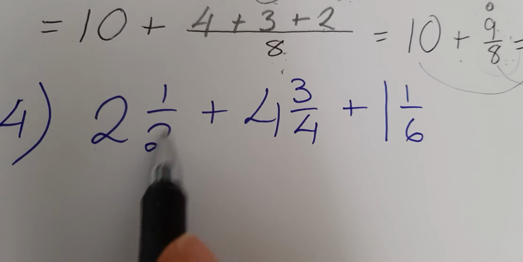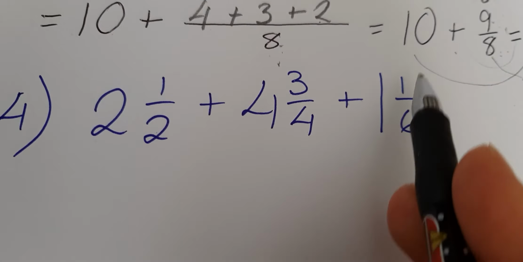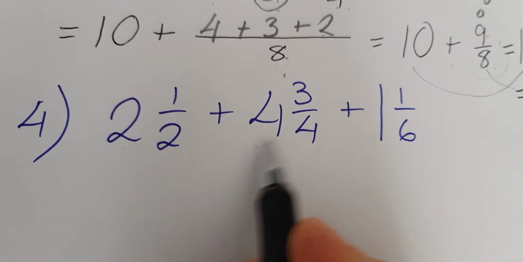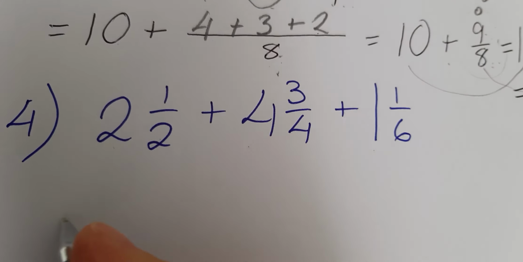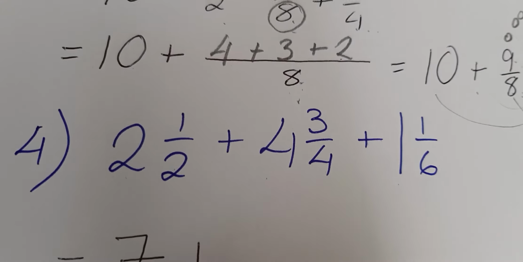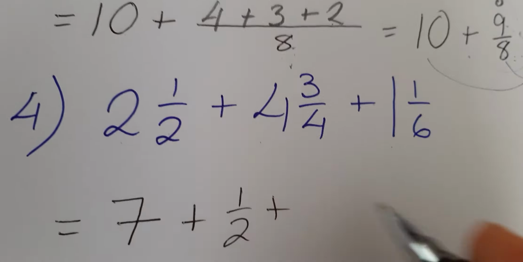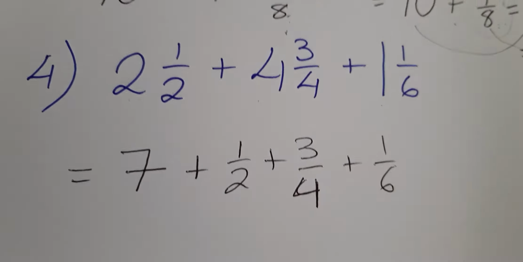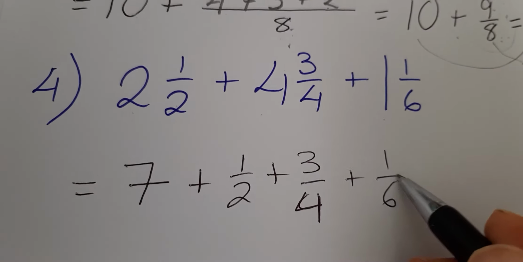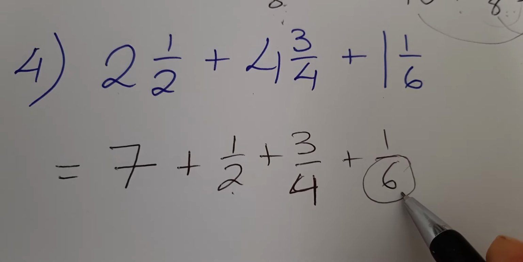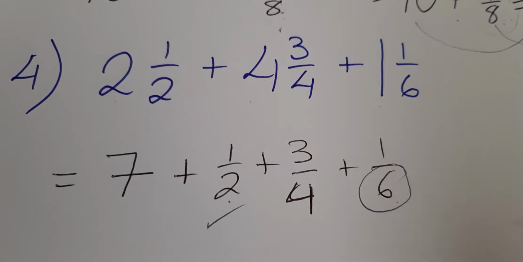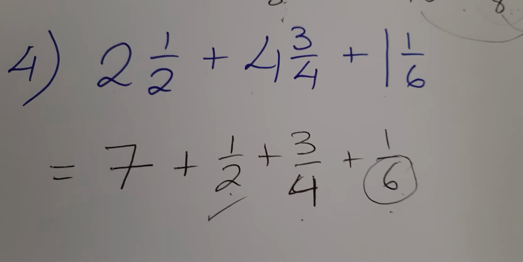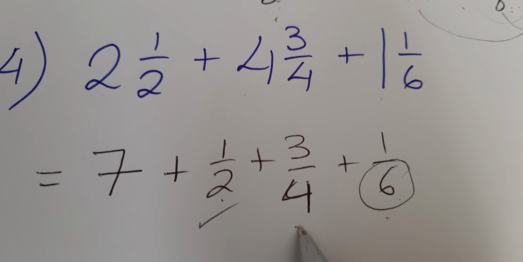2 1/2 plus 4 3/4 plus 1 1/6. 2 plus 4 plus 1 is 7. Plus 1/2 plus 3/4 plus 1/6. The biggest denominator here is this 6. Does 2 go into 6? Yes, it does. Does 4 go into 6 exactly? No, it doesn't. Let's say our 6 times table until we find a number that 4 also goes into.